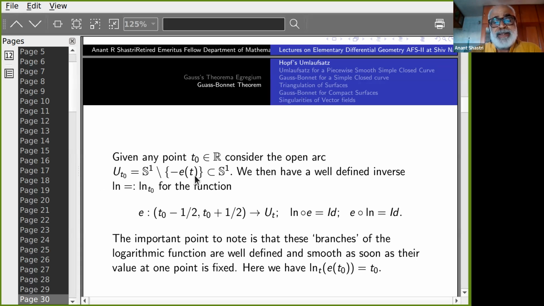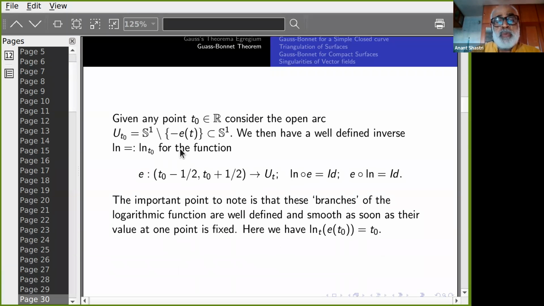So t0 here, t0 here, there are some typos here. So what is this ln? Ln is the inverse of the exponential function. Okay. Ln is smooth also, you can differentiate. It's actually analytic. It's given by a power series and so on, a convergent power series. The important point to note is that these branches of the logarithmic functions are well defined and smooth. As soon as their value at one single point is fixed, they are well defined in the entire open interval, and they are defined from U_t0 to the open interval here.